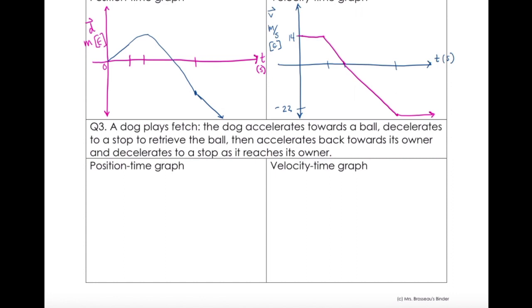For question number 3, a dog plays fetch. The dog accelerates towards a ball, decelerates to a stop to receive the ball, then accelerates back towards its owner, and decelerates to a stop as it reaches the owner. Okay, so we have quite a few things that are happening here.